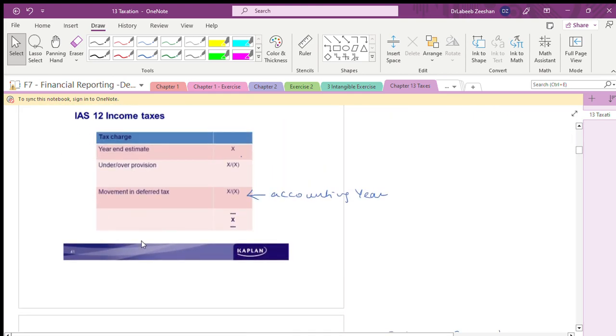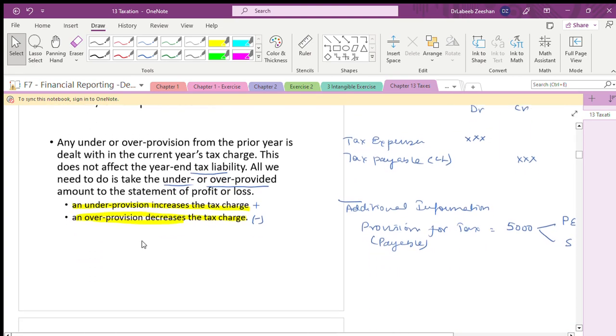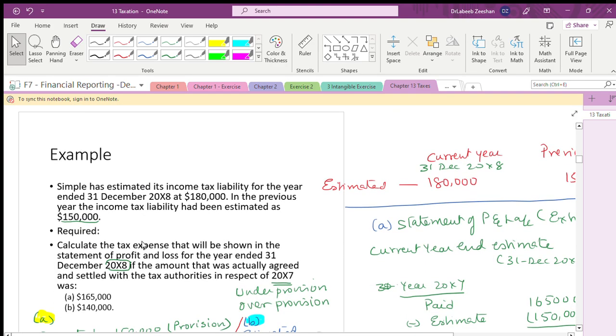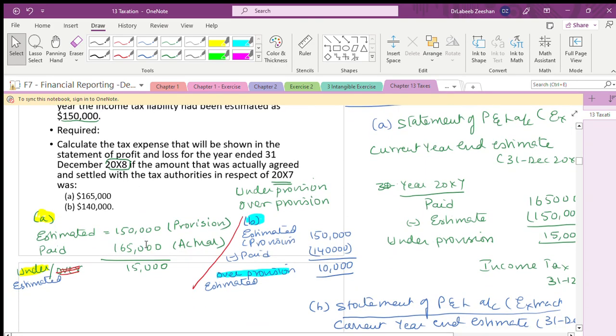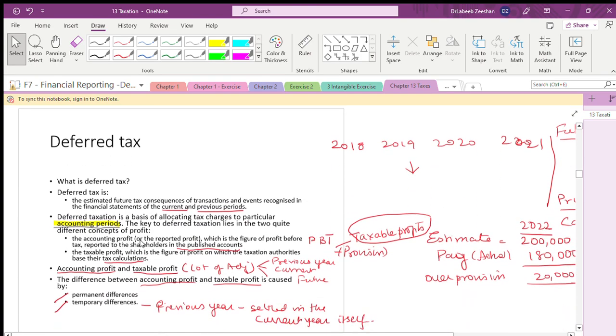Sometimes we have under provision, sometimes over provision. When it is an under provision, it means we have provided a lesser provision, and it increases the tax charge. Sometimes it is an over provision, and the tax charge will decrease. A small example I have done here, and I am just going through the concepts before we work it.